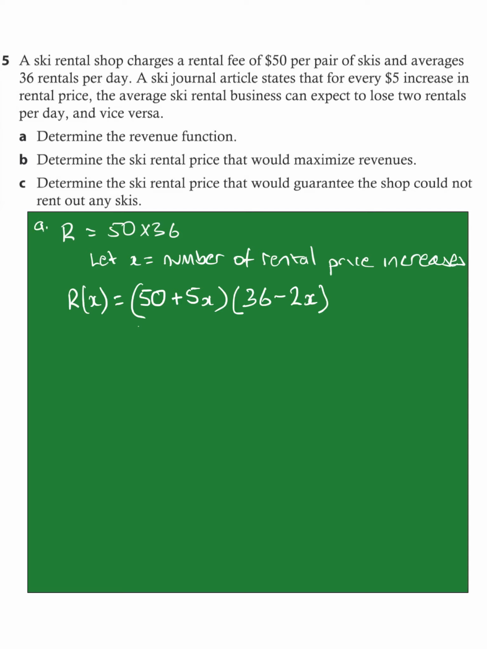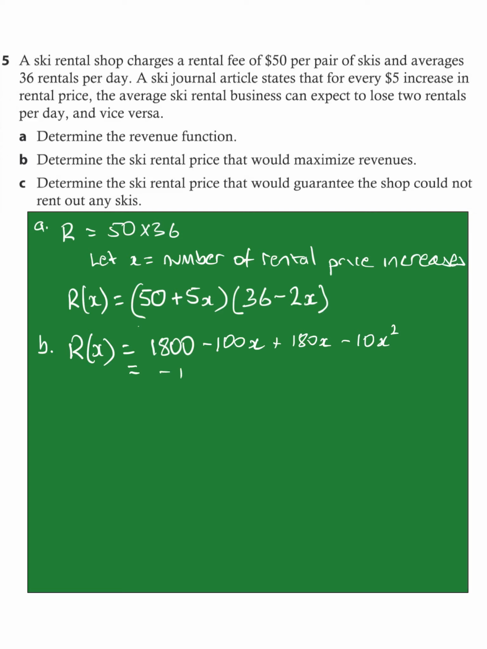That was A. Let's have a look at B. B says determine the ski rental price that would maximize revenues. Well, we're going to expand this. 50 times 36 is 1800. Then 50 times minus 2x is minus 100x. 5x times 36 is plus 180x, and 5x times minus 2x is minus 10x squared.